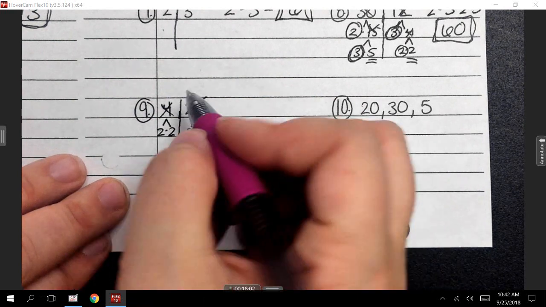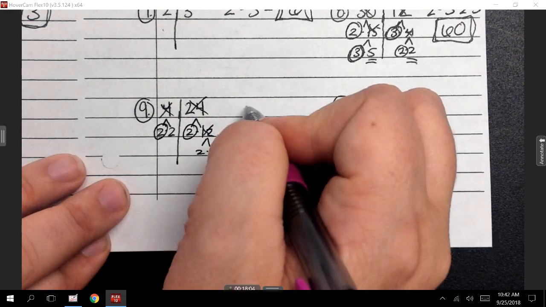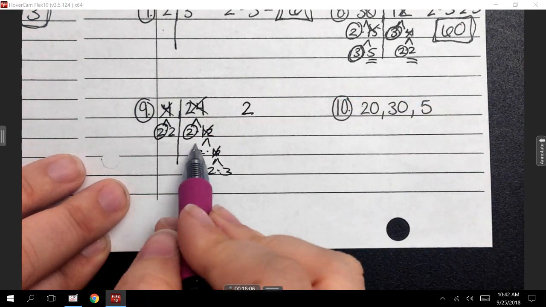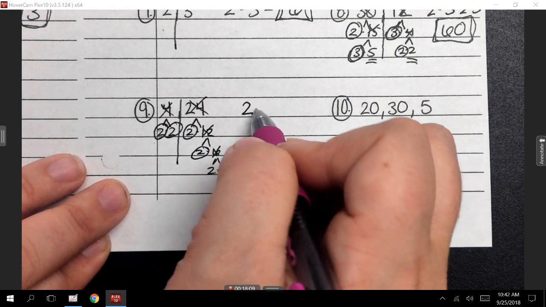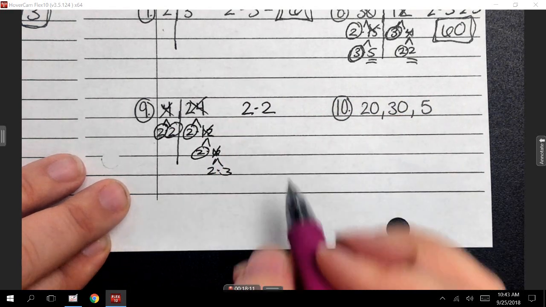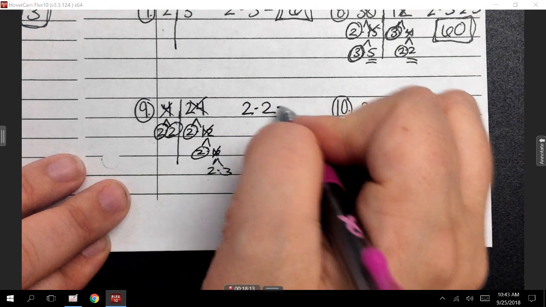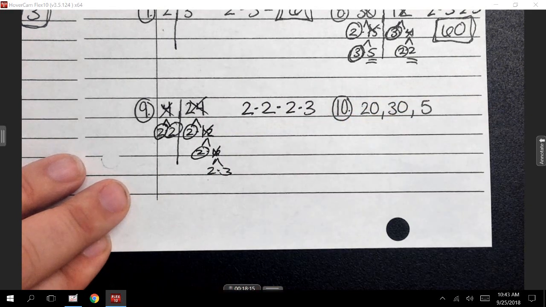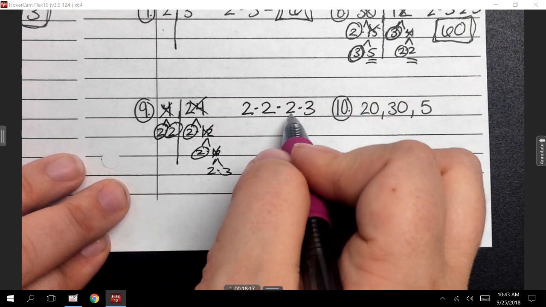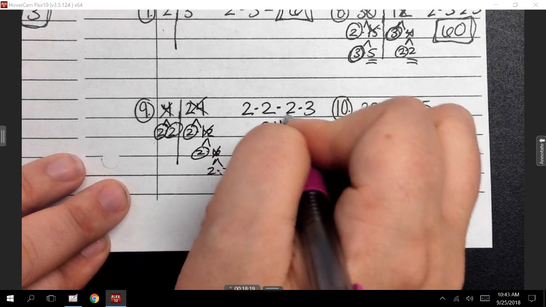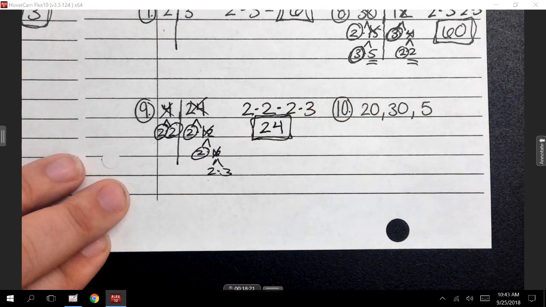All right. So from here, I have 2 2's that match. So I have a 2 that matches. Then I have another 2 that matches. So that's my 2 2's. What's left over? Another 2 and another 3 that didn't have a match. So 2 times 2 times 2 is 8. Times 3 is 24.